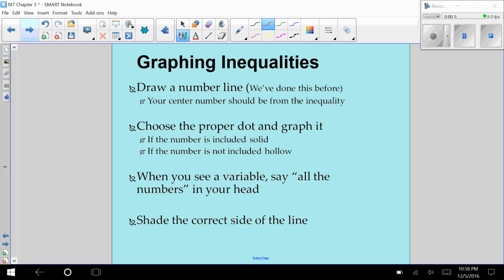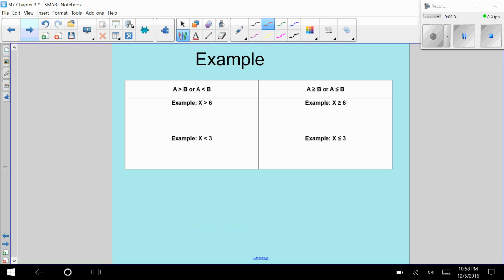If the number is included, it'll be a solid dot. And if the number is not included, it'll be a hollow dot. When you see a variable, say all the numbers in your head, so all the numbers less than 5. And then shade the correct side of the line. So let's graph some numbers.